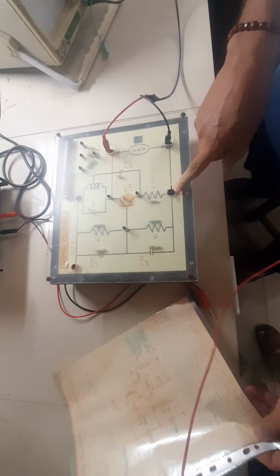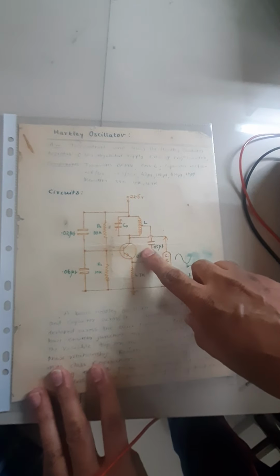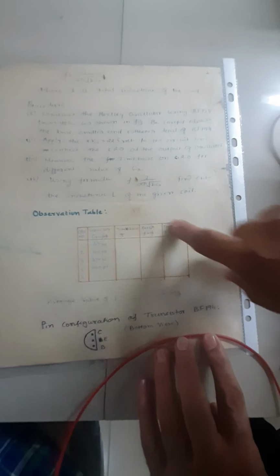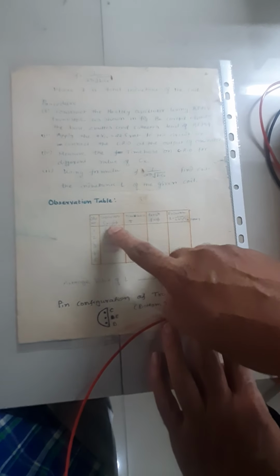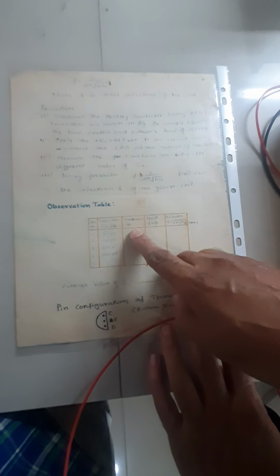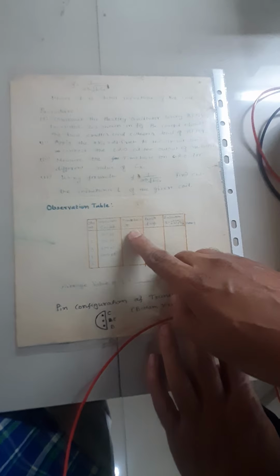Now change the value of the capacitor. See on the board, this is your circuit diagram, right? And this is your observation table. For different values of capacitor, 47 picofarad, 100 picofarad, 470 picofarad, 1000 picofarad, right? By changing the value of the capacitor, measure the periodic time or time period T.